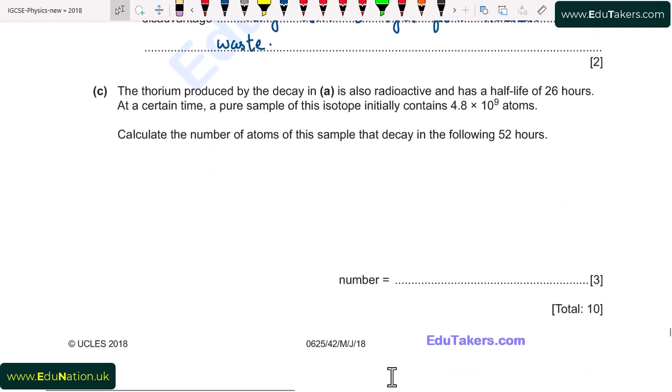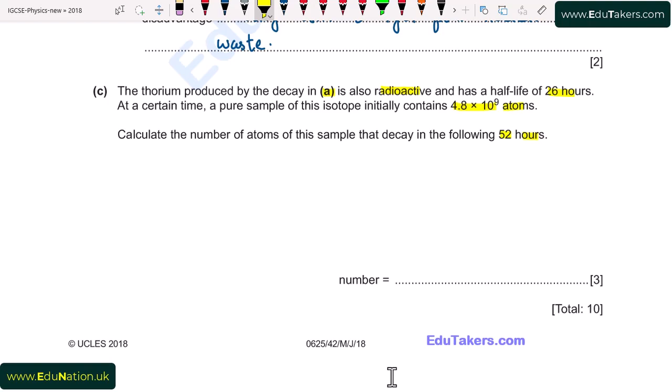Part C. The thorium produced by decay in Part A is also radioactive. Radioactive means it is unstable and radiation is emitted by this element, and it has a half-life of 26 hours. At a certain time, a pure sample of this isotope initially contains 4.8 into 10 to the power 9 atoms. Calculate the number of atoms of this sample that decay in the following 52 hours.